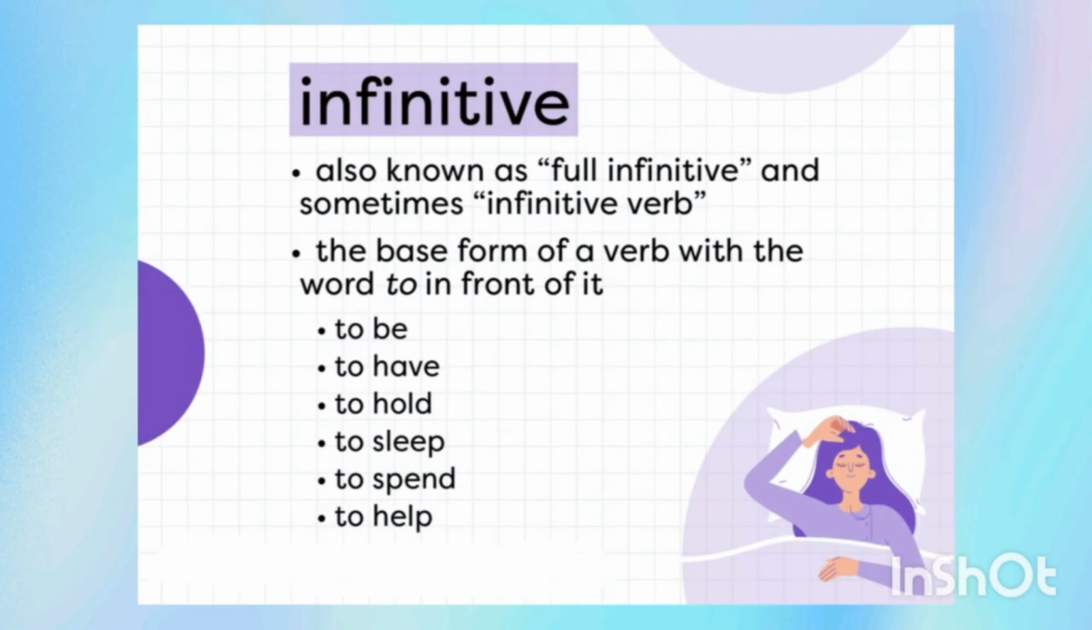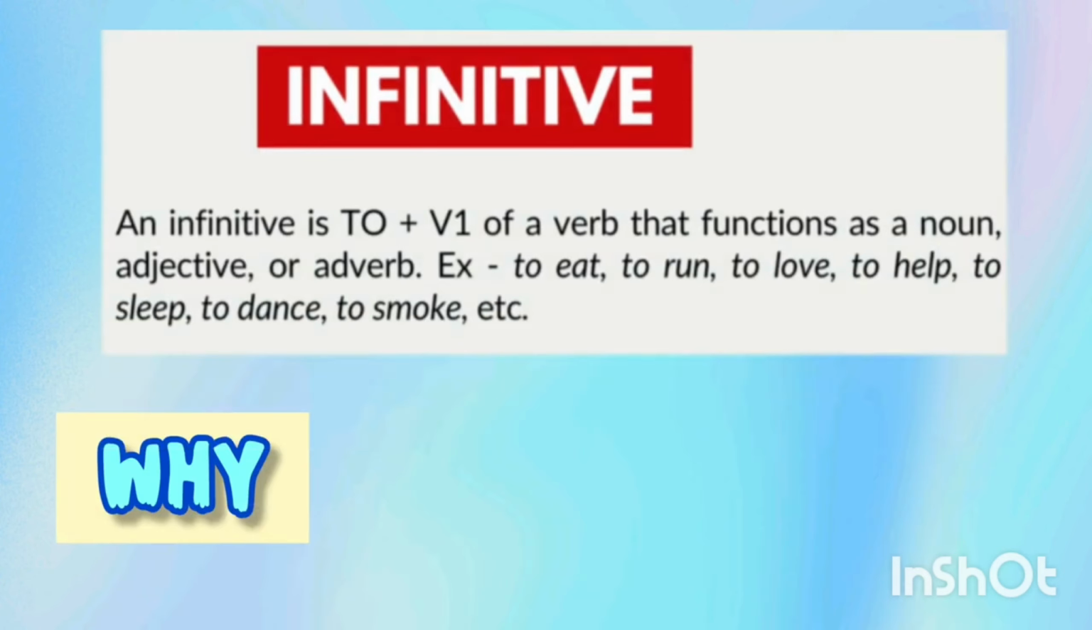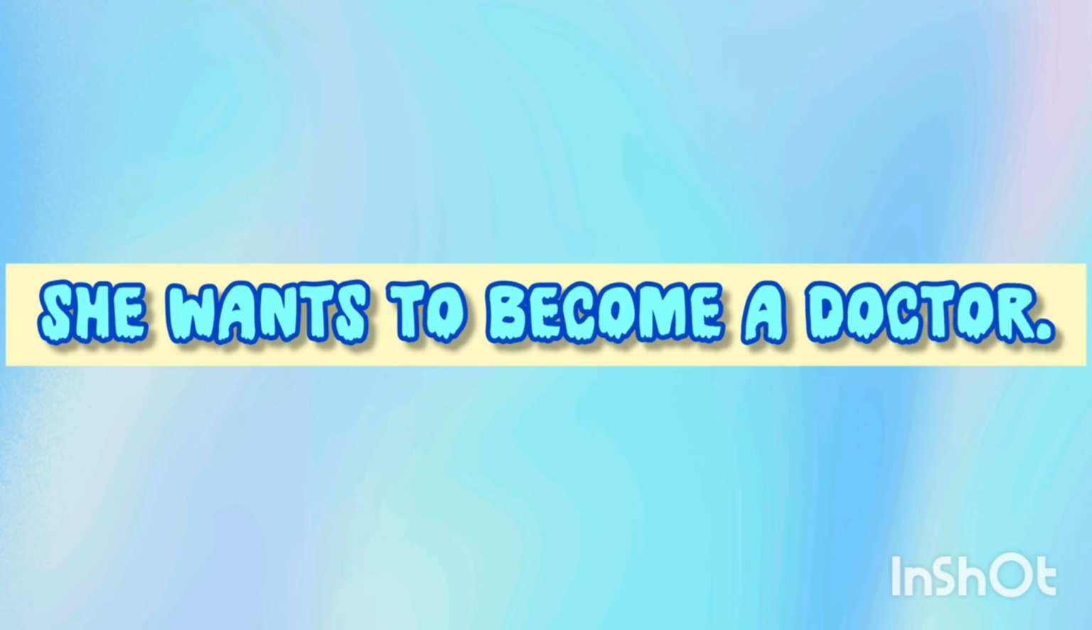An infinitive is usually formed by adding or placing to before the base form of the verb. In most cases, an infinitive is used to express purpose, intention, or desire. It answers the question why or for what purpose. For example, she wants to become a doctor. In this sentence, to become is an infinitive.